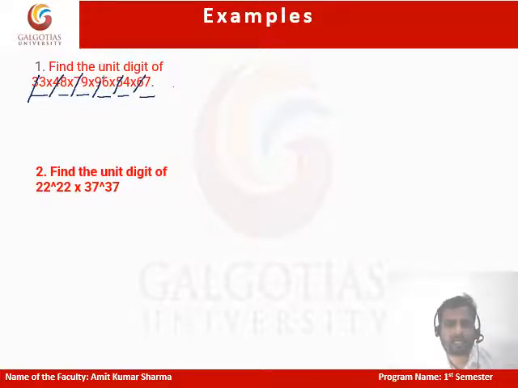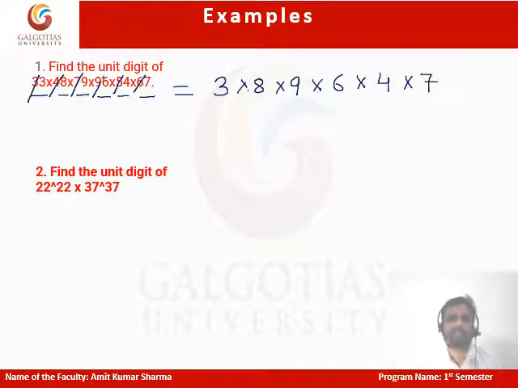Now what is the expression left? It is 3 times 8, then 9, then 6, then after 6 it's 4, and after 4 it's 7. This is the number left, right? One thing is there, we can multiply these whole numbers, but again it may be a tough task because it again can be a big number. So we need to find out just the unit digit. So focus only on the unit digit.